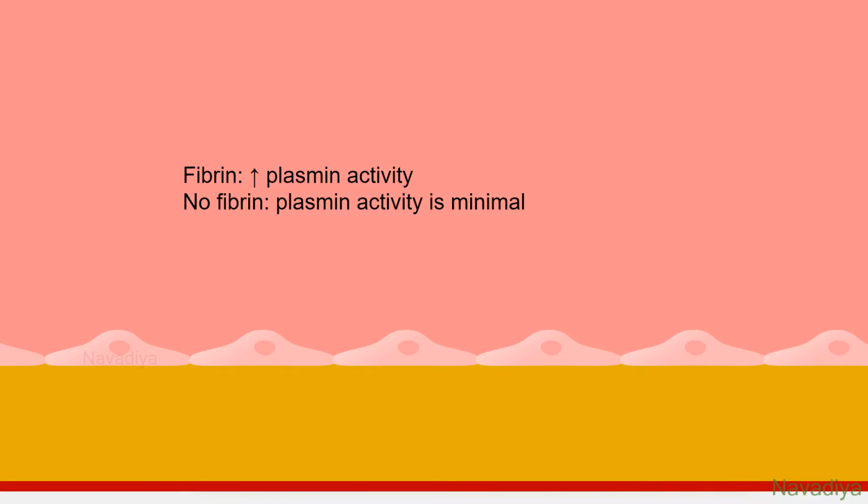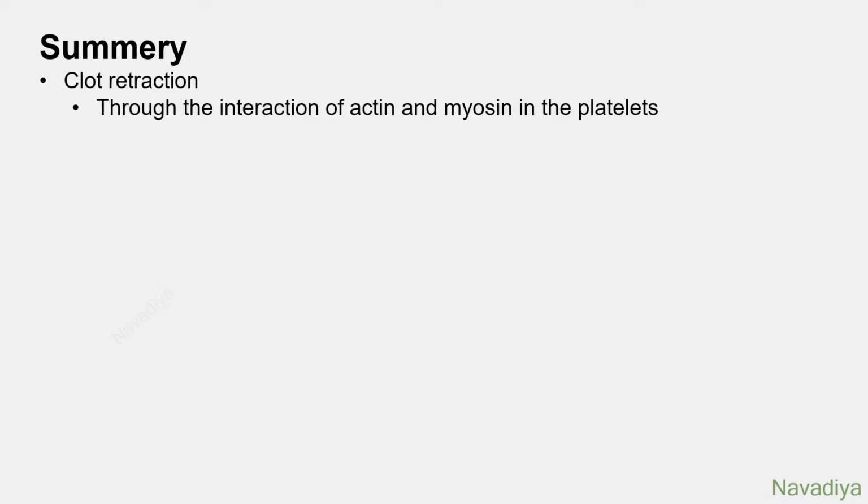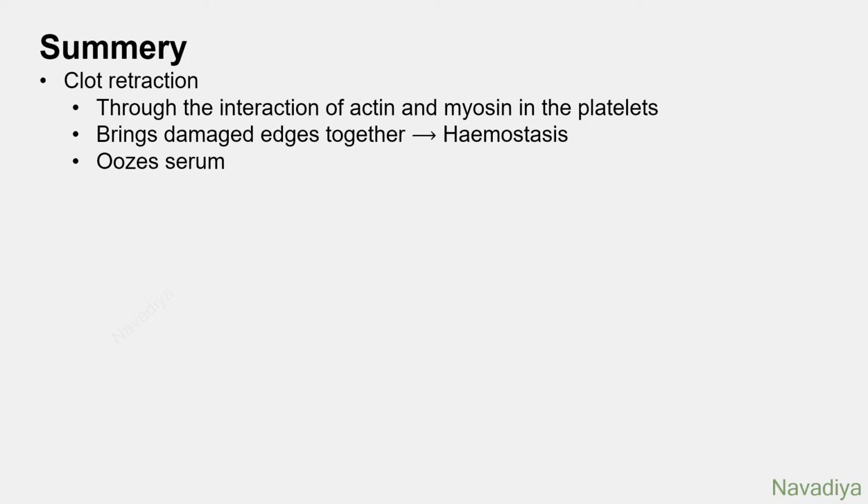So that was all about fibrinolysis. Now summary. Clot retraction is carried out by interaction of actin and myosin filaments in platelets. It brings the damaged edges of the vessel together and contributes to hemostasis. During retraction, the clot oozes serum, which is devoid of clotting factors as they are used up during clot formation. The damage is eventually repaired and the clot is no more needed.